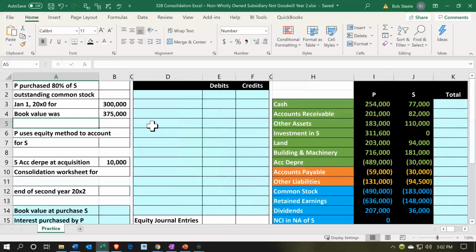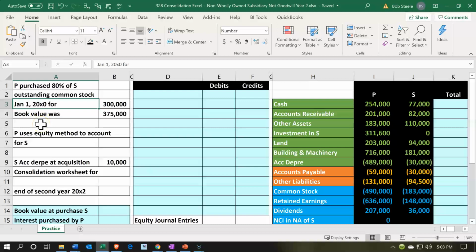Let's take a look at the data on the left-hand side. We have P purchases 80% of S outstanding common stock. So P is going to be the purchaser, S is going to be the subsidiary. I'll typically be talking in the mind frame of P. So we're like P and we're the purchaser of S, 80%, not a full purchase. We're not getting 100%, but we have a controlling interest. And the purchase happened on January 1st, the beginning of the year, so we have a full year happening.